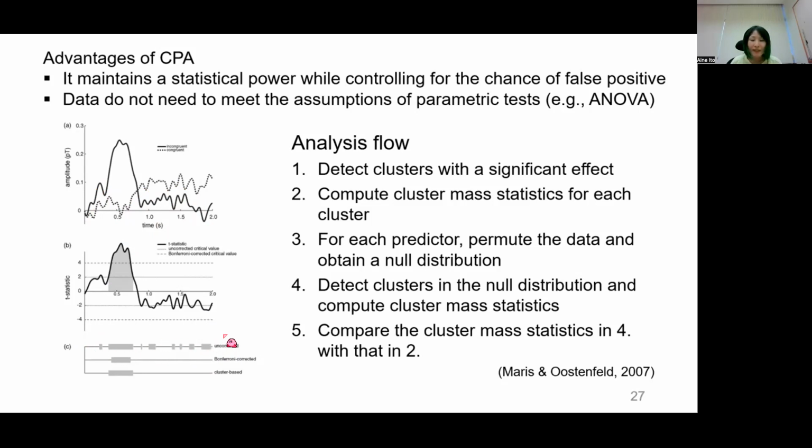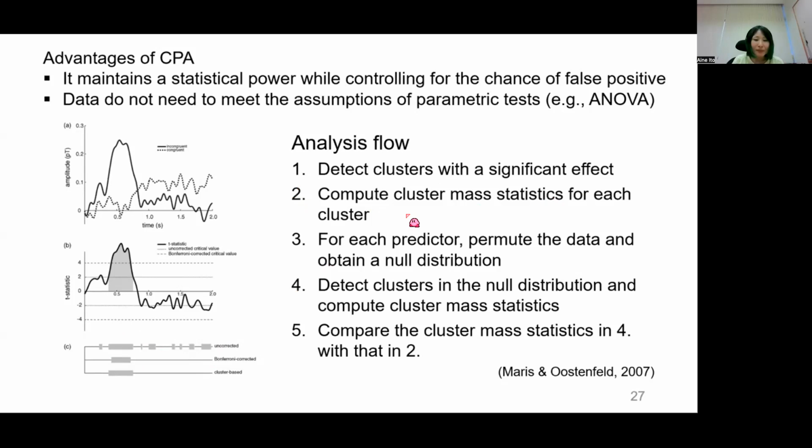And then the second step is to compute the cluster mass statistics for each cluster. Okay, so in this case, we have these clusters. The cluster mass statistic for a t-test is just the sum of t values, right? So if you do a t-test, you get a t value, and you just add up all the t values you have for each cluster, right? So that's what we do in the second step.